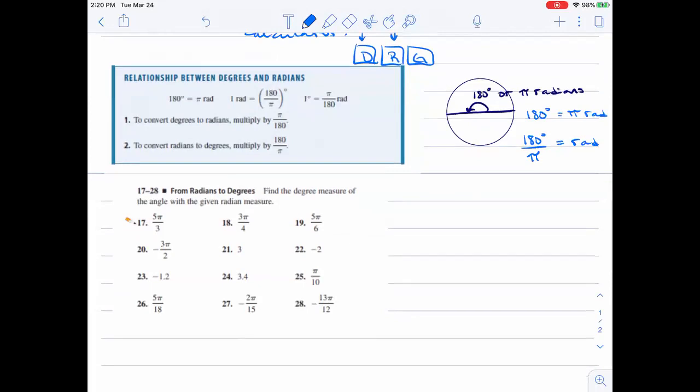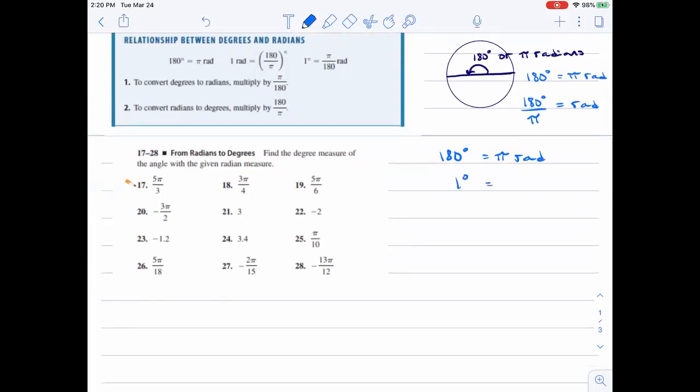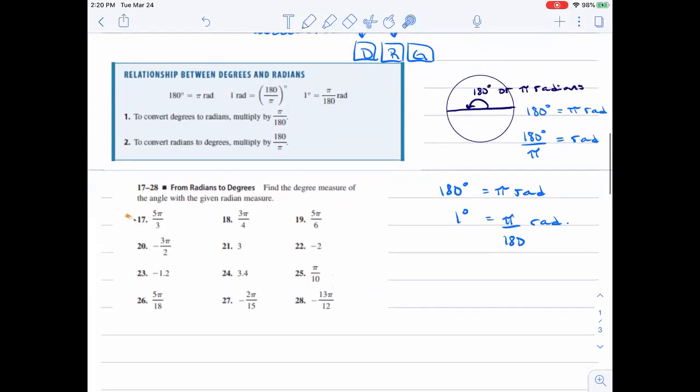And then same thing if we start at 180 degrees: 180 degrees is pi radians, and just kind of shaking out the units, 1 degree is pi over 180 radians. So that's how we get these conversions here. It says to convert degrees to radians, you multiply by pi over 180, and to convert radians to degrees, you multiply by 180 over pi. Okay.